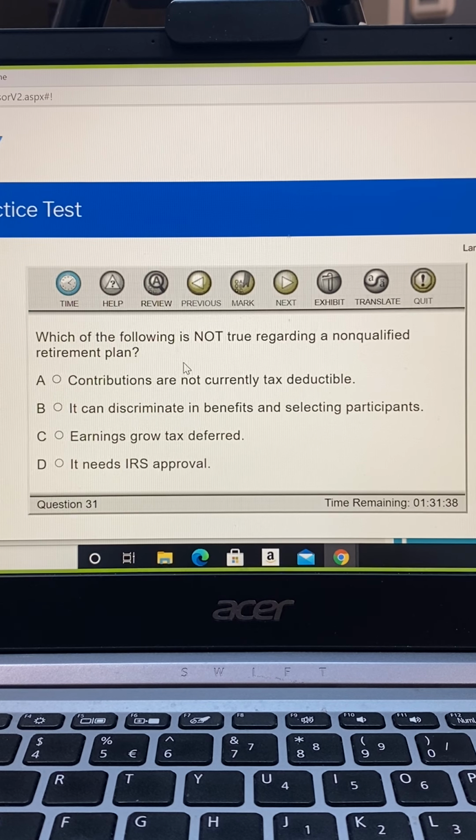Which of the following is not true regarding a non-qualified retirement plan? Contributions are not currently tax deductible. Which one is not true? So they're not currently tax deductible. It can discriminate benefits and grow tax deferred. It needs IRS approval. I think it doesn't need IRS approval because it's not qualified. Right, right. I think so too.